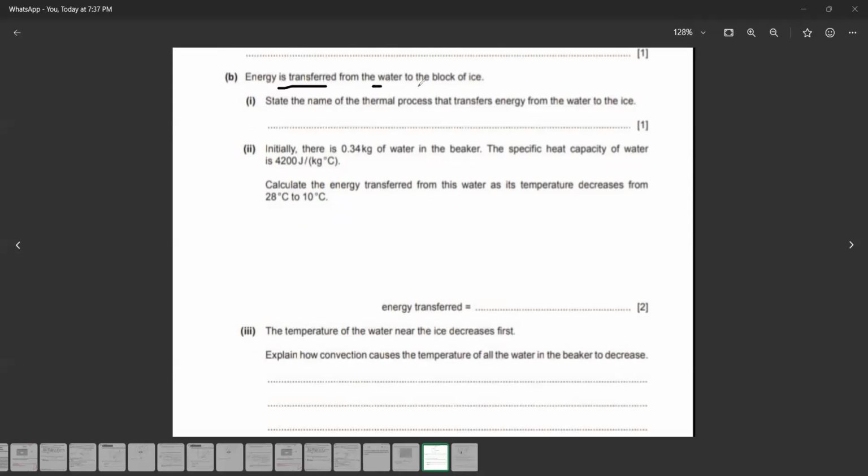Energy is transferred from the water to the block of ice. State the name of the thermal process by which the energy is transferred. Whenever two different materials or two different states are there, the energy is transferred between them by conduction. Whenever two different types of material or two different states are there, it's always conduction. So this is conduction.